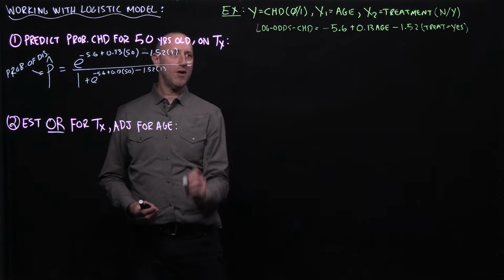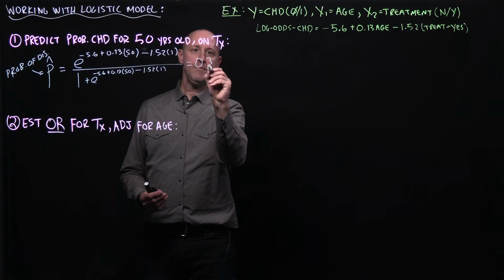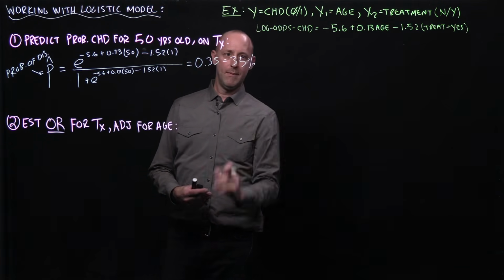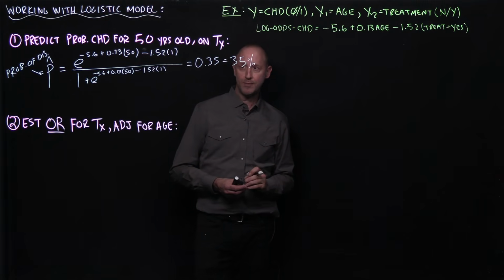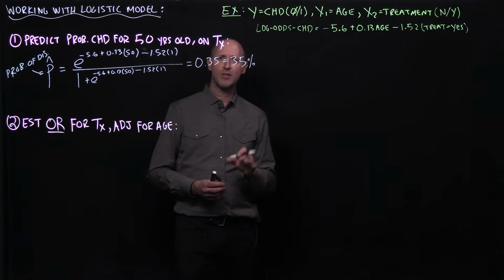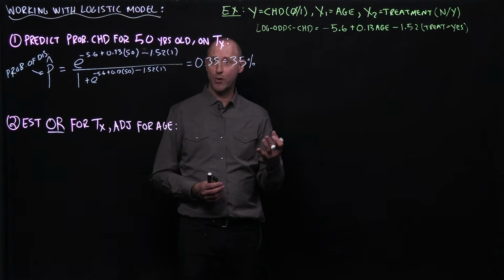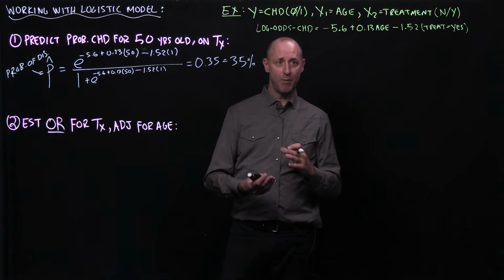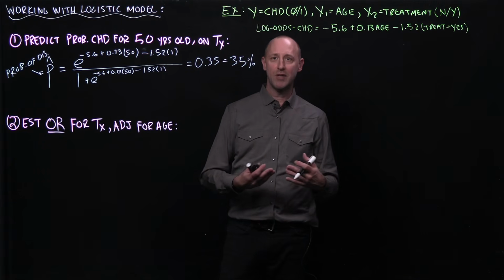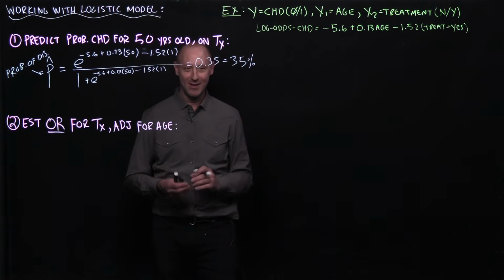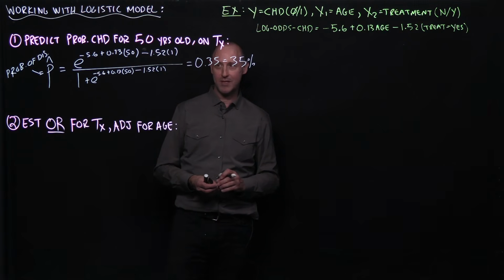Okay, so if you sub all these in, you're going to come up with 0.35 or 35%. So based on our model, we estimate that for someone who's 50 years old receiving treatment, there's about a 35% chance of coronary heart disease. And again, a reminder, this data set is not the general population. They're a high-risk population for CHD. So don't get too alarmed. This is not the risk for a general population.